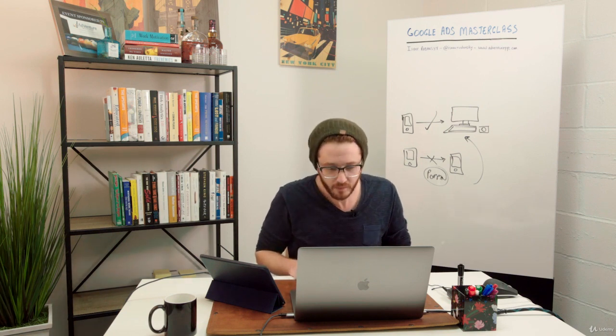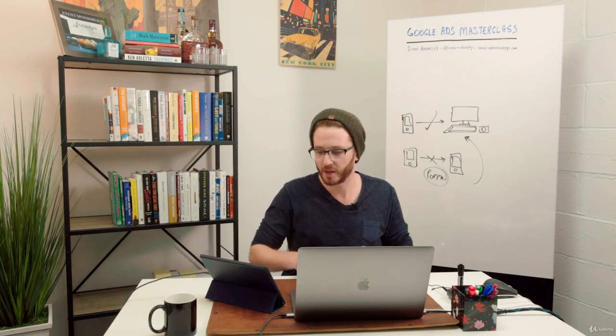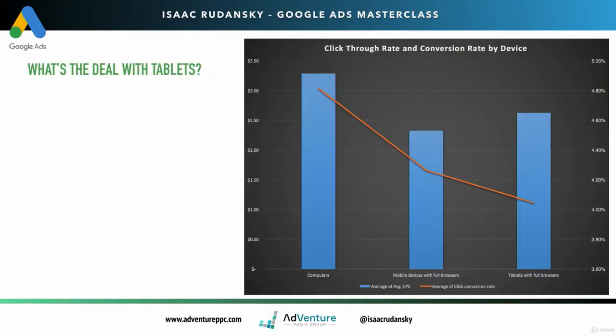we all know how that goes, or we're home and we're working and we're in a more stable environment. Let me address tablets real quickly. So what's the deal with tablets? Now, this chart you're looking at on the right-hand side is actual real data that was pulled from millions, and I mean millions, literally millions of clicks from the accounts that Adventure Media manages. And we're managing millions of dollars of ad spend.